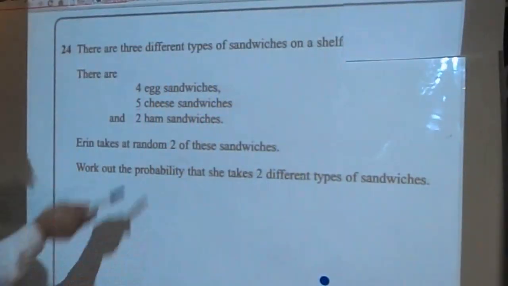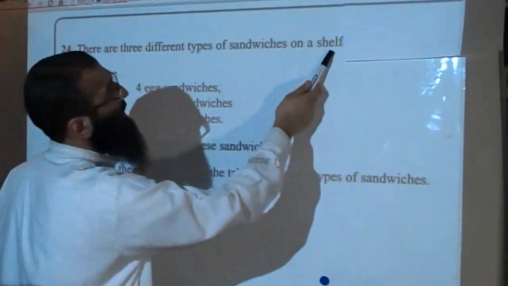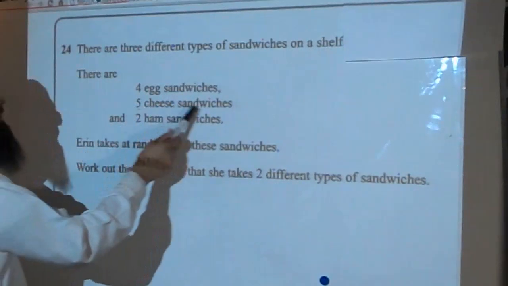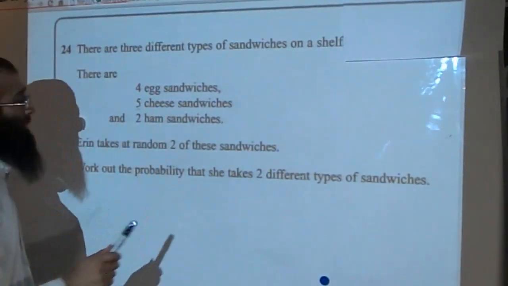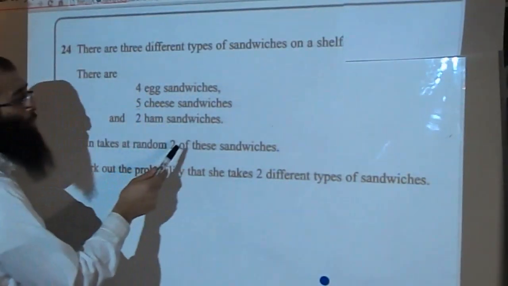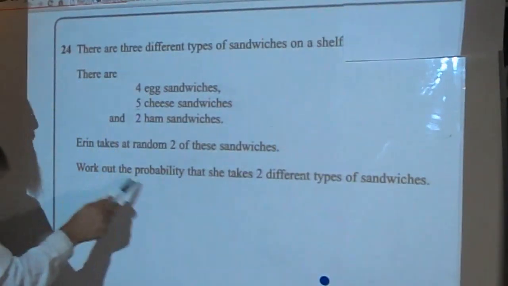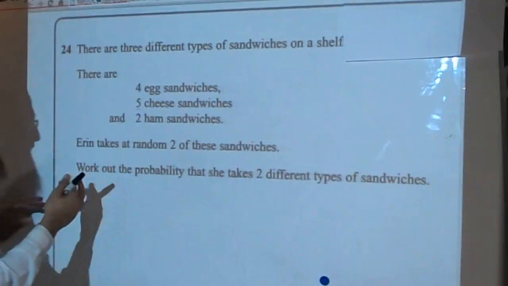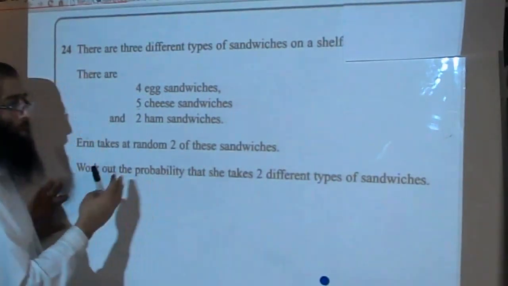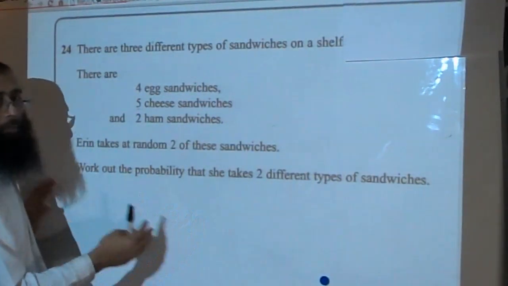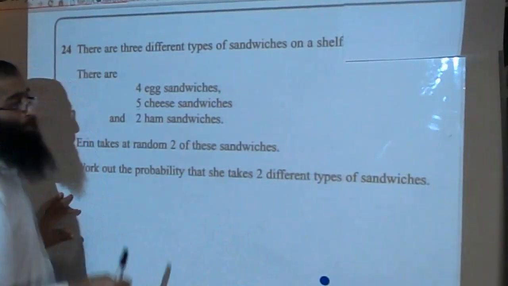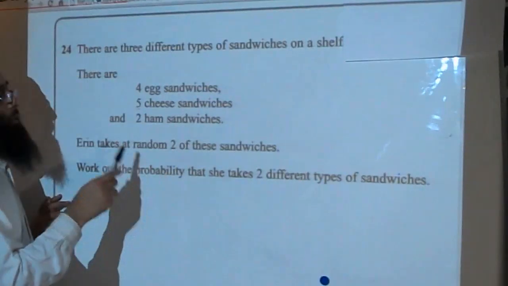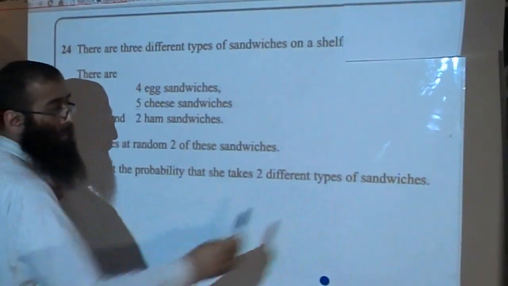Question 24. There are 3 different types of sandwiches on a shelf. They are 4 egg sandwiches, 5 cheese sandwiches and 2 ham sandwiches. Erin takes at random 2 of the sandwiches. Work out the probability that she takes 2 different types of sandwiches. We can work it out literally as they've said it, work out the probability of getting each different type of sandwiches, but that would be quite a long list. So egg and cheese and egg and ham, all the different combinations will be quite a bit.